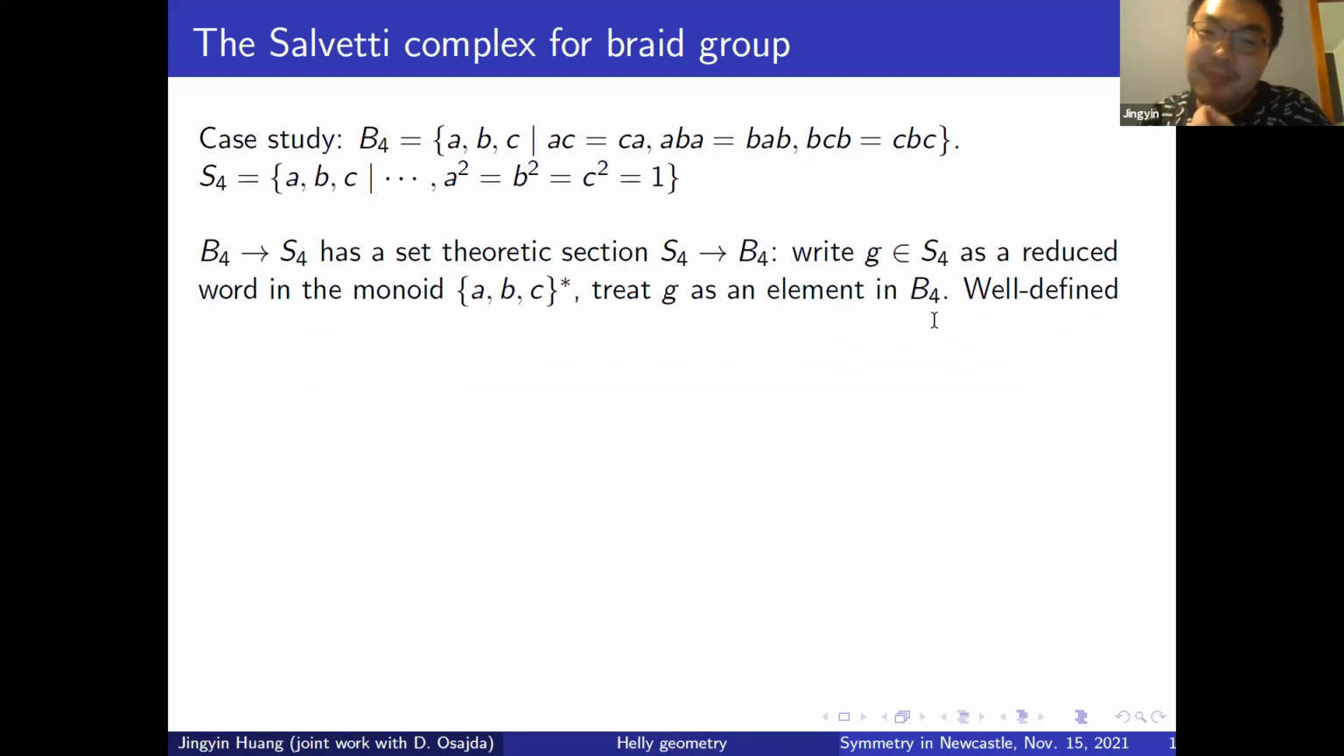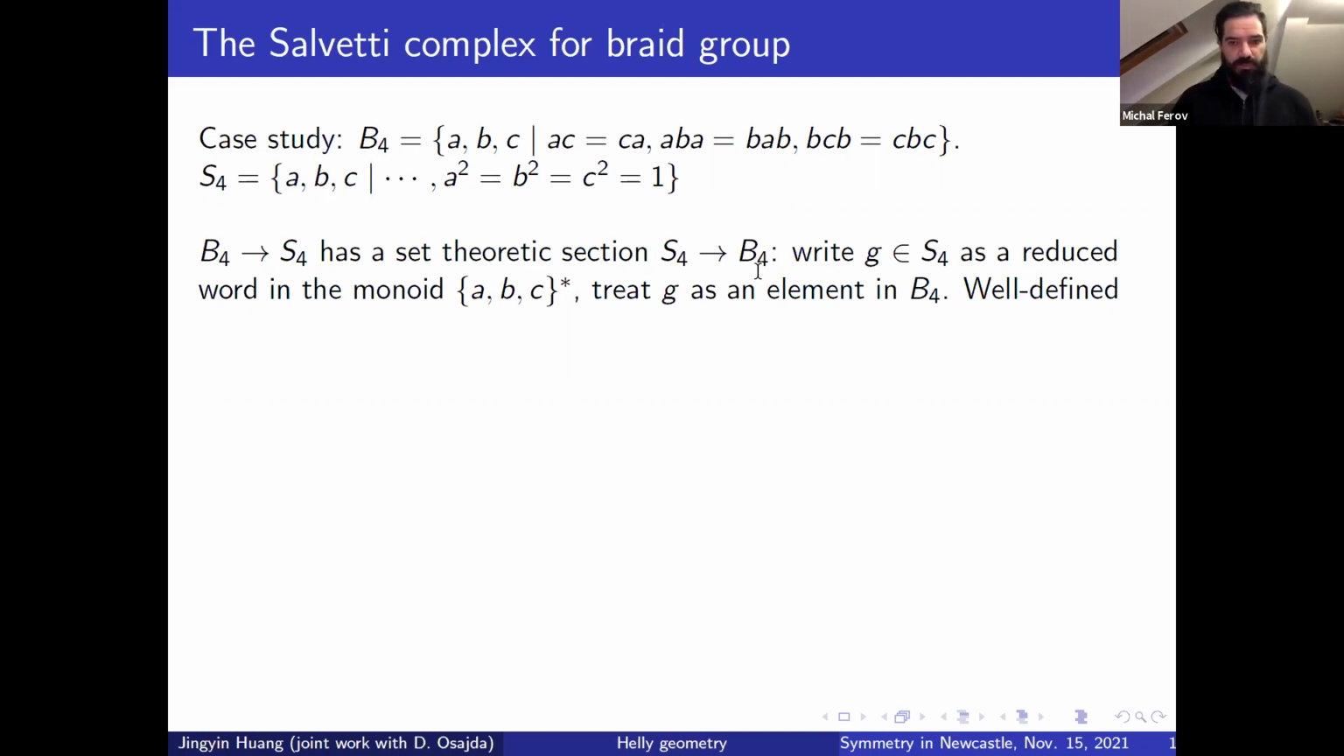Because I take a word in S4, it can be written in many different ways as a reduced word. It turned out that there is a classical result that if you take an element in S4 and write it as two different reduced words in the monoid, then they differ by a braid relation or a commutator relation like this. So that means this map is actually well defined. You take two different representatives as reduced words, and they will give you the same element in the braid group. Okay, so this is the definition of the section from S4 to B4.